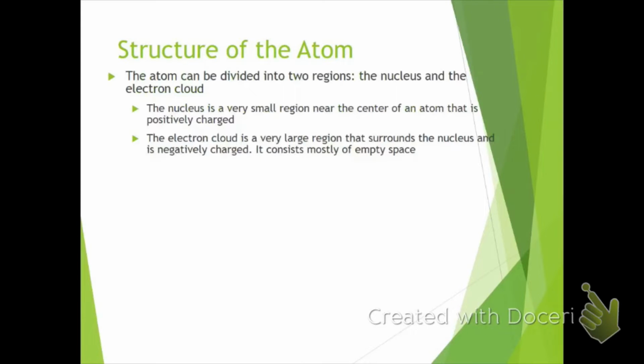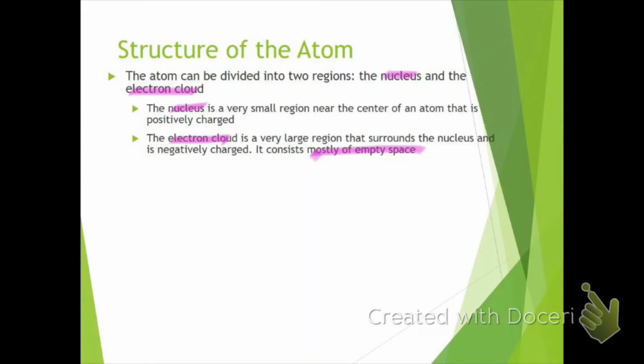In the atom, we have 2 main regions. We have the nucleus. So the nucleus is in the center of the atom. It is very, very small and very, very dense. Essentially, all the mass of the atom is in this little tiny nucleus. The other part would be the electron cloud. So the electron cloud is all around the atom, and it's mostly empty space. That's where our electrons are.